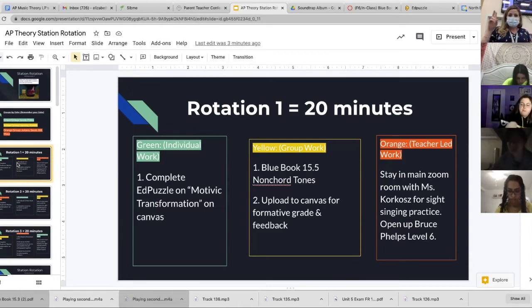Okay, yellow group, you are working together on your Blue Book 15.5, non-chord tones. Just review about non-chord tones. Work together. It should be chord labeling, and I think there's also cadence labeling in there. Orange group, you're going to be starting off here with me working on some sight singing. So go ahead and open up Bruce Phelps, level 6, and we'll begin now.